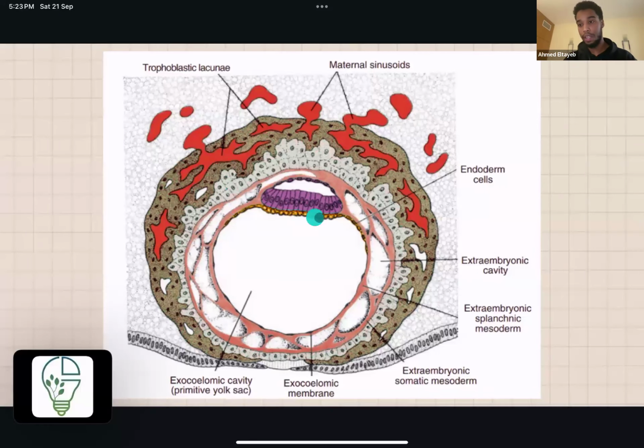The inner layer, we call it the extraembryonic splanchnic mesoderm, and the outer layer, we call it the extraembryonic somatic mesoderm. Splanchnic is another name for visceral, and visceral always means your internal organs. So it makes sense that extraembryonic splanchnic mesoderm is inside, it's the inner layer, okay?